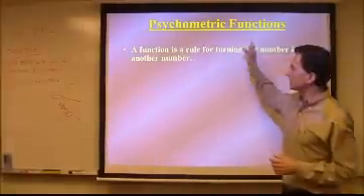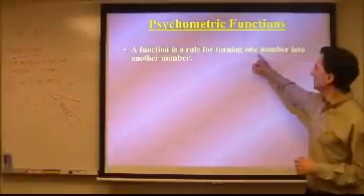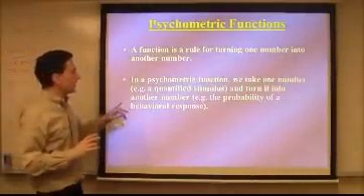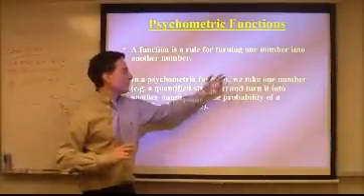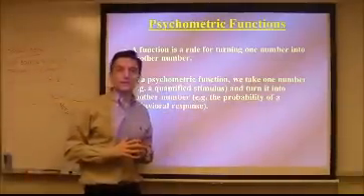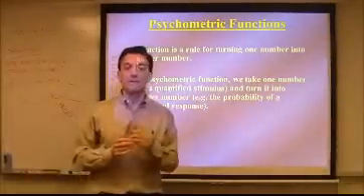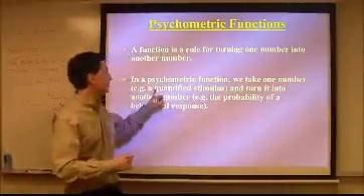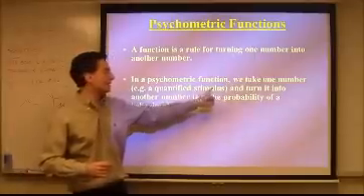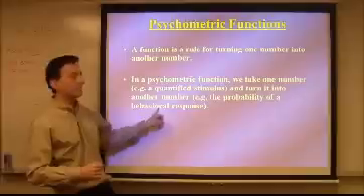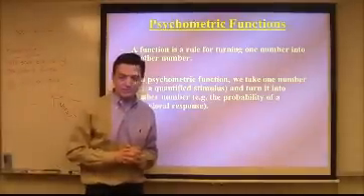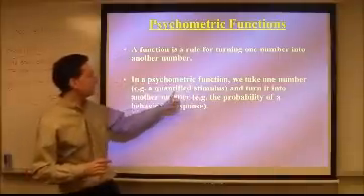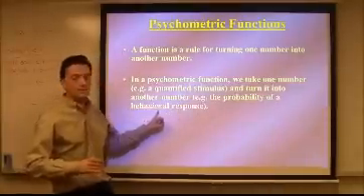Okay? So here we're talking about a psychometric function. A function is a rule for turning one number into another number. And what we're going to be doing is looking at, with respect to psychometric functions, we'll take in one number, a quantified stimulus. Again, we might have a quantification for how fast something is moving or how intense a sound is, whatever the case might be. We're going to take in a quantified stimulus as our input, and we'll turn it into another number, the probability of a behavioral response. Okay? So psychology is very much a behavioral science, and we want to see this relationship between a quantified stimulus and behavioral responses.